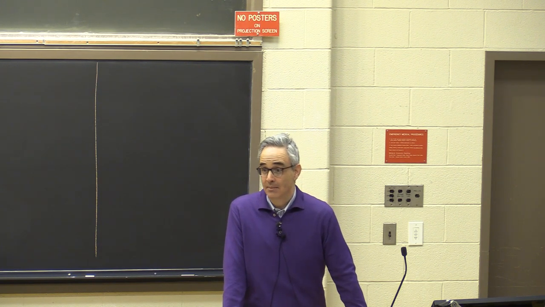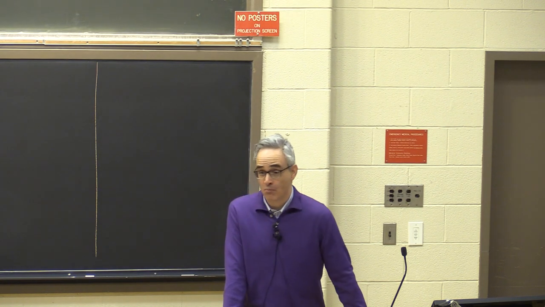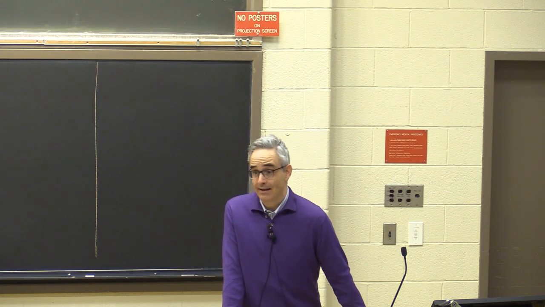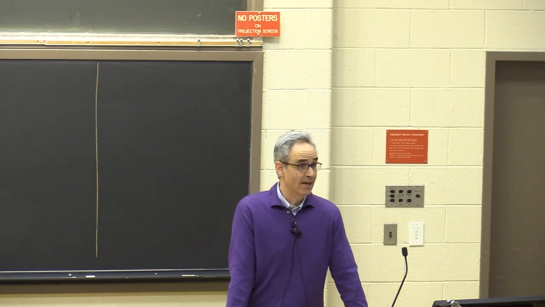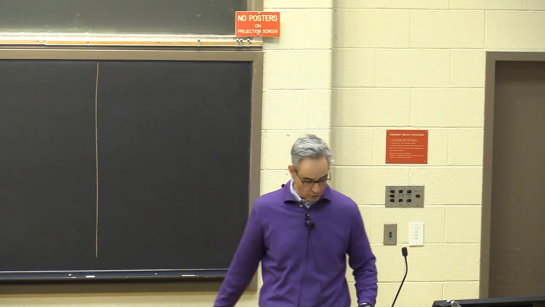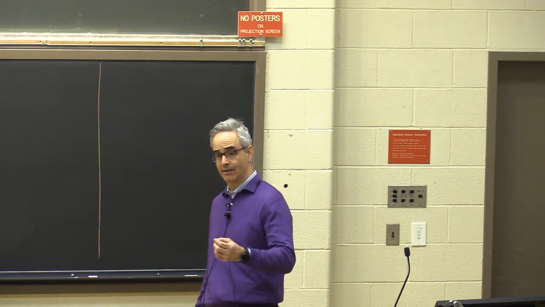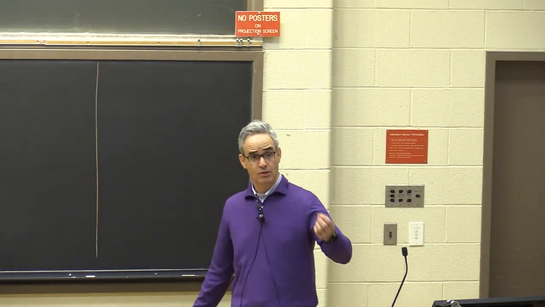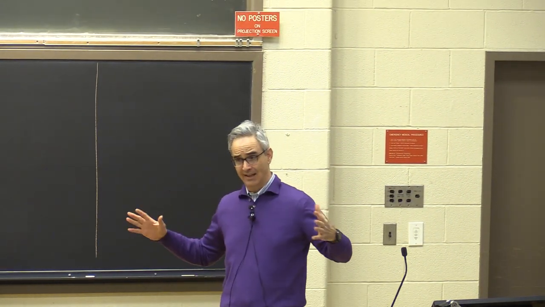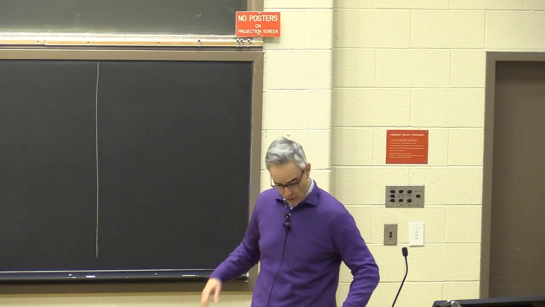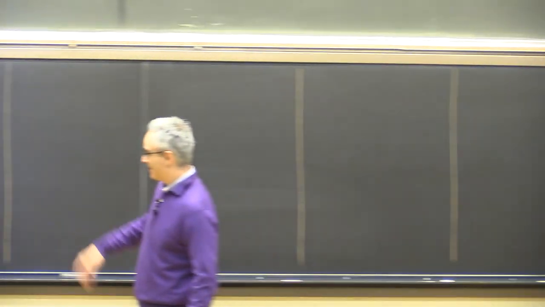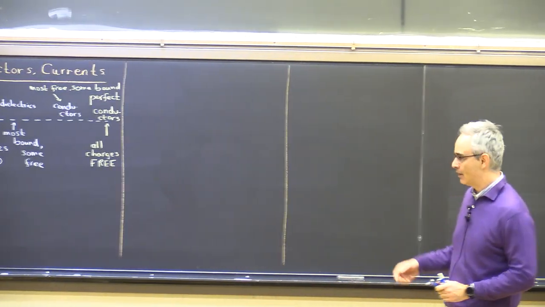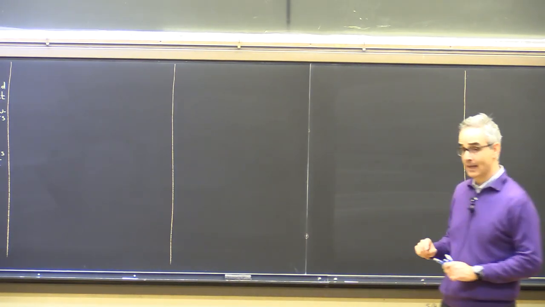Okay, so let me now move to materials. So far we have talked about electric fields in vacuum. If you remember, all our formulas have that epsilon naught in the field expressions, and epsilon naught means that we are considering everything in vacuum. So obviously we need to consider other materials than vacuum, and we'll start today from conductors.